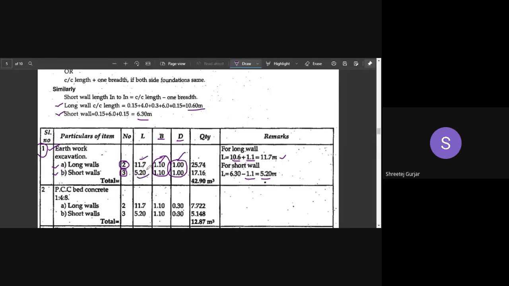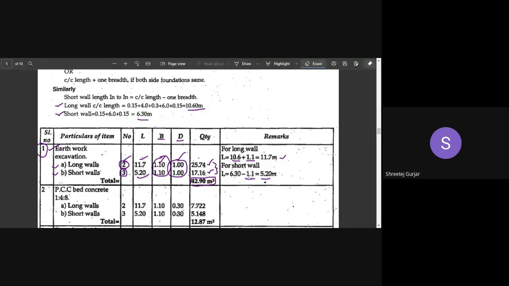After multiplying 2 into number, into length, into breadth, into depth, multiplying these four quantities, I get my total quantity in meter cube: 25.74 for the long wall and 17.16 for the short wall. Adding both of these, I will get the total quantity of excavation that is required, which is 42.90. So I hope you are writing it down as I explain it.